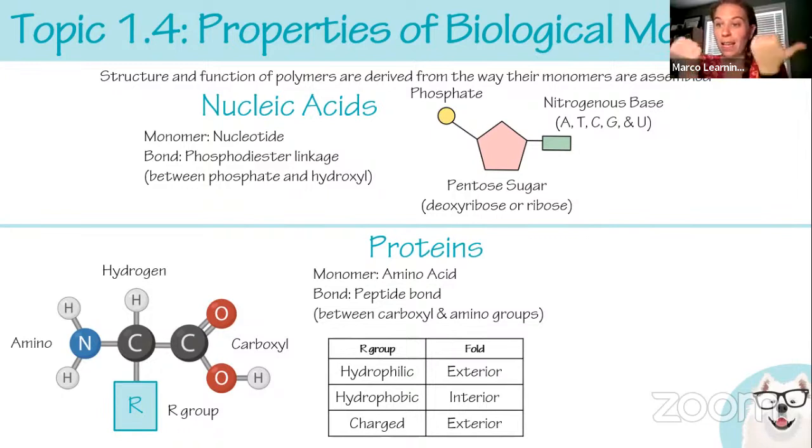R groups are going to face toward the exterior. It's going to fold that way because our world is water, it's aqueous. And so, of course, since it's water loving, it'll face toward that water.